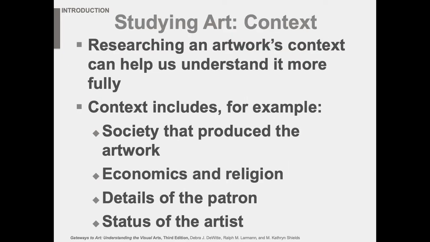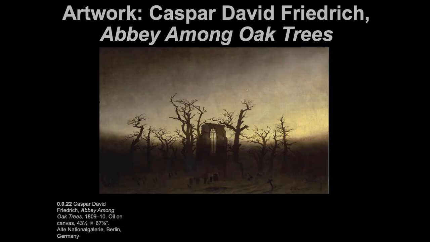Okay, so now we're going to get into context. Researching an artwork's context can help us understand it more fully. So a society, the economics and religion, the details of the patron, and the status of the artist. This piece, and this is a much better way to look at this than in the book. In the book, it's very dark. You can barely see it, I feel. I feel like the printing in the book is quite dark. Look at that little tiny moon there. It's just so yummy and gorgeous.